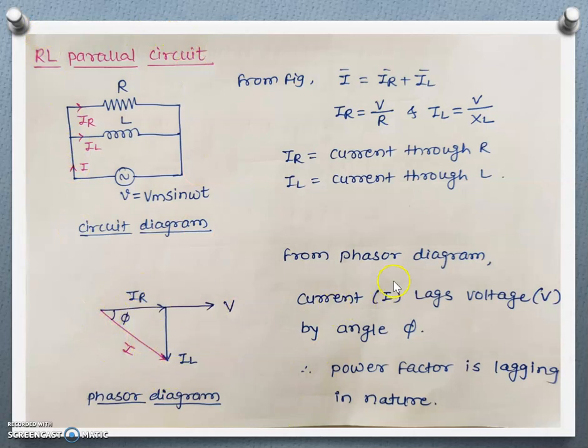From this phasor diagram, we can conclude that the current I lags the voltage vector V by an angle phi. The power factor is lagging in nature, as it is an RL parallel circuit, that is inductive in nature, so the power factor is lagging.